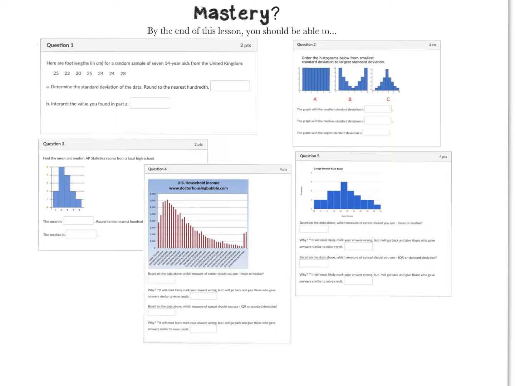So at the end of this lesson, you're going to be asked to answer these 5 questions about measuring center and spread. And take a minute, look over them. Some of them are a little bit of review of what we did yesterday, so make sure you're understanding those, and we will move forward. Our only vocabulary word today is resistant, so we're going to be talking about that throughout this lesson.